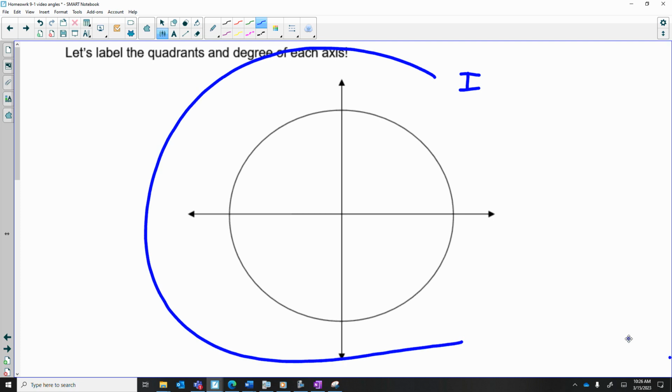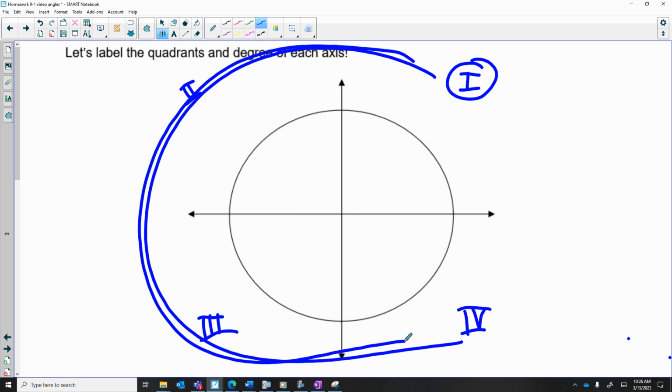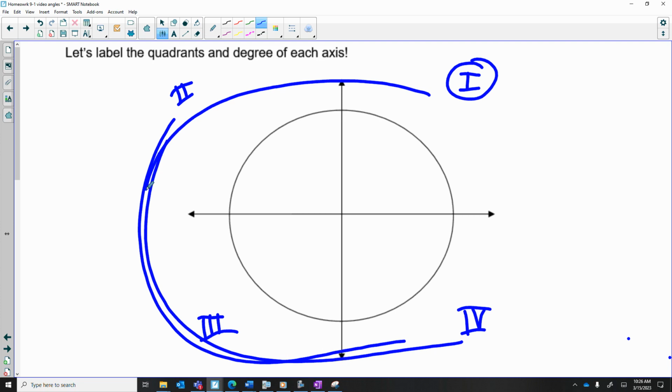So the top left is going to be quadrant 2, and then bottom left quadrant 3, and then bottom right is quadrant 4. So it goes counterclockwise, starting at the top right and going counterclockwise around the circle. So similarly, when we are rotating angles, our angles are going to rotate the same way, counterclockwise, starting from here and going around to the left, basically.